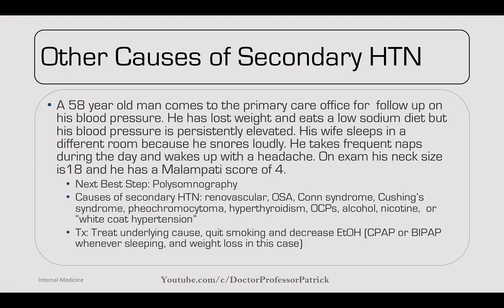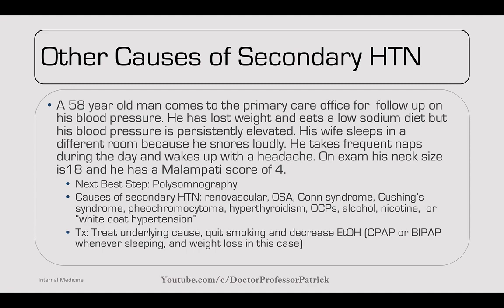So causes of your secondary hypertension include renovascular hypertension, which we just covered, obstructive sleep apnea, which is the case in this vignette, Conn syndrome or elevated aldosterone output, Cushing syndrome or elevated glucocorticoid output, pheochromocytomas, which are going to be elevated adrenergic, and then hyperthyroidism, OCPs, which can elevate blood pressure, usually 10 to 15 at the maximum, alcohol, nicotine, or white coat hypertension.